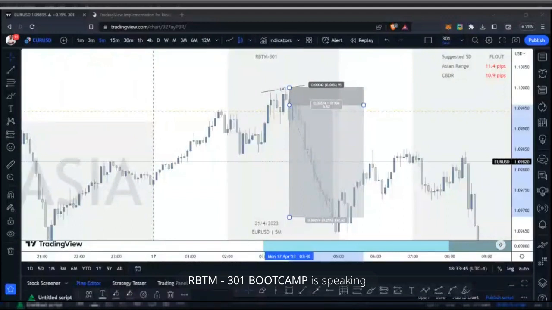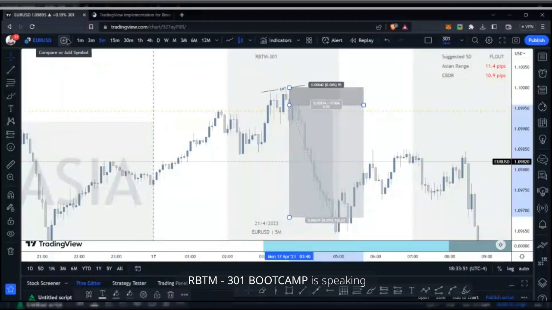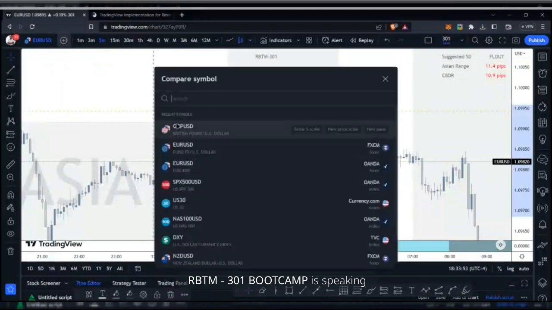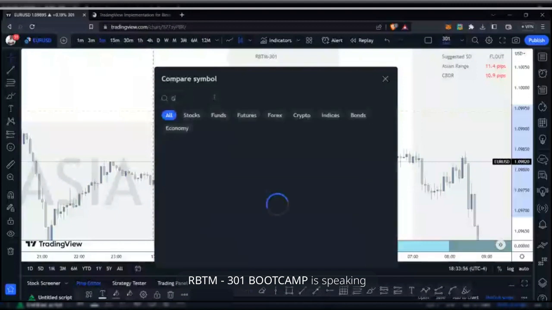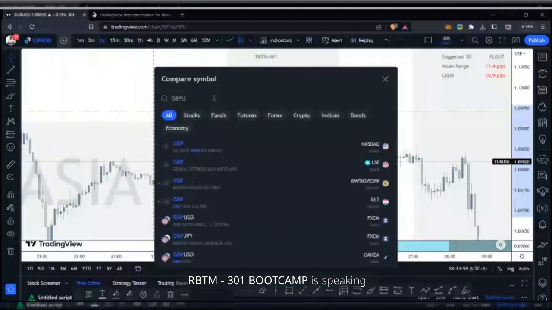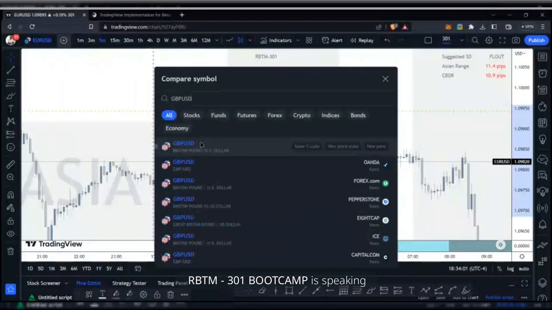Sir, how did you bring GU on EU? Very simple. Near this EU, you can see this plus button here. Click on the plus. Look for the assets you want to overlay. That will be GBP USD. And then looking at this GBP USD, you then click on this new price scale.